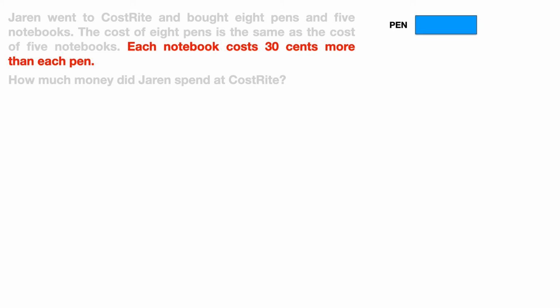In Singapore math, we represent unknown quantities with a bar. For example, this blue bar represents the cost of a pen. And that means that notebooks can be represented with a blue bar and an extension segment of 30. In Singapore math, we represent unknown quantities with bars and known quantities with line segments.